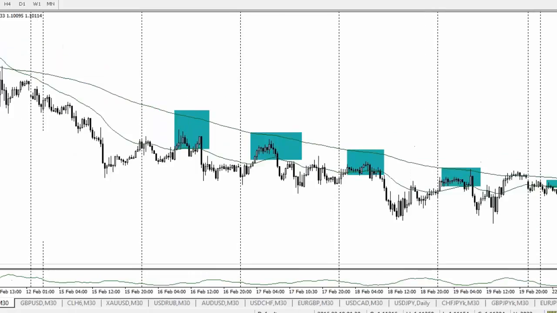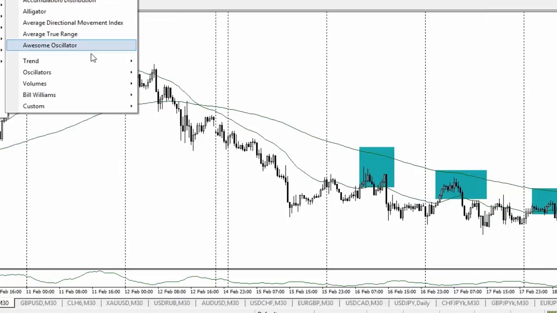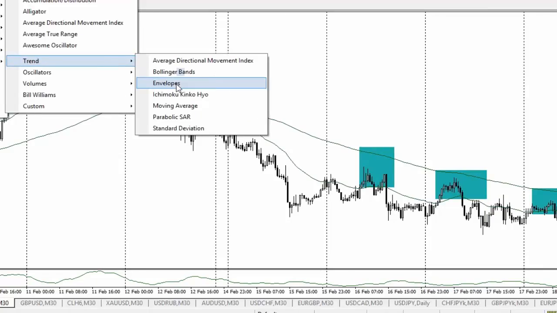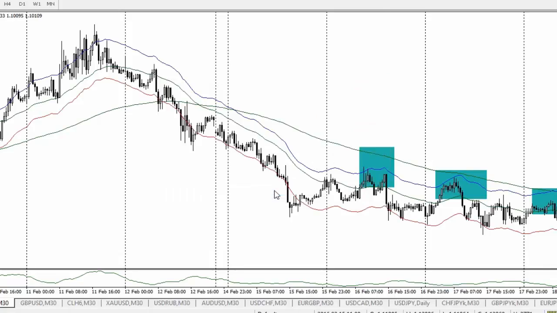Now let's try to apply envelopes here. We set the period of 21 because I use a 30-minute chart. Answering your question, Ali, I use no more than 3 indicators: 2 moving averages, envelopes, and ATR. I don't use any more. Then I establish envelopes here and see what happens.